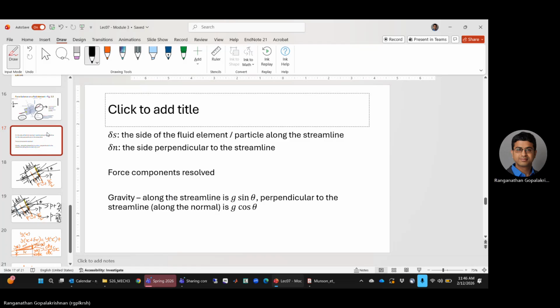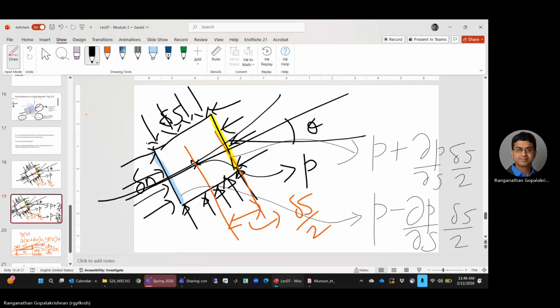Now, if you take this and I ask you what is the net force due to pressure along the streamline, what would be your answer? What is the net force on this fluid particle along the streamline due to pressure? It is not zero because this value and this value are not expected to be the same unless the pressure gradient is identically zero, which it is not. So it is not zero. What is it?